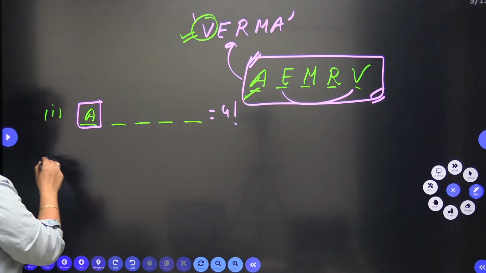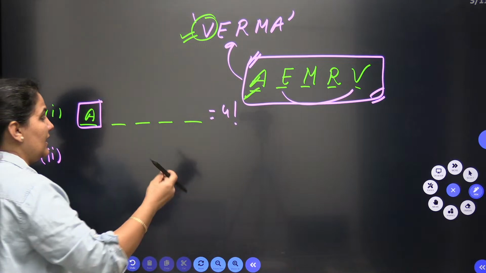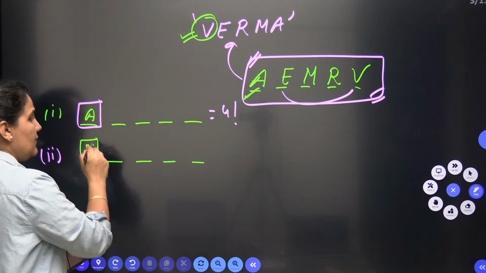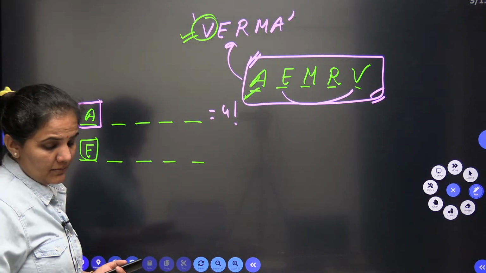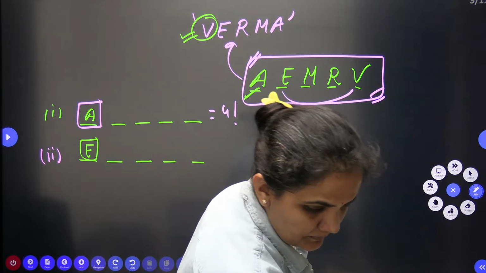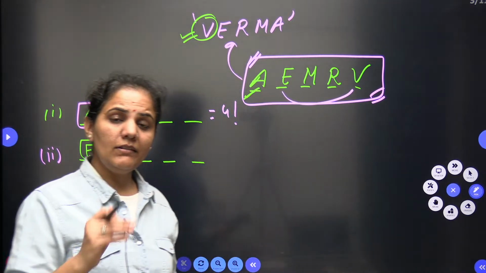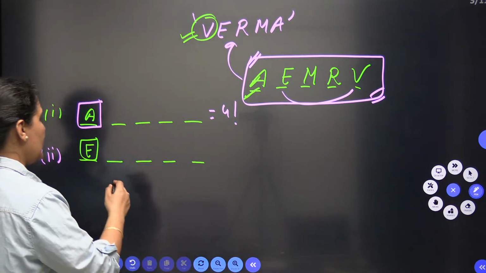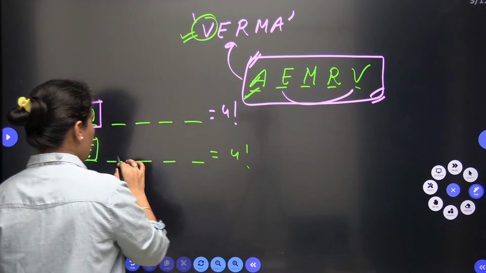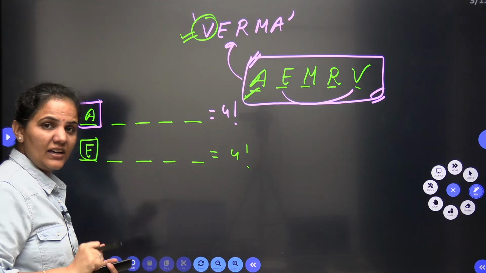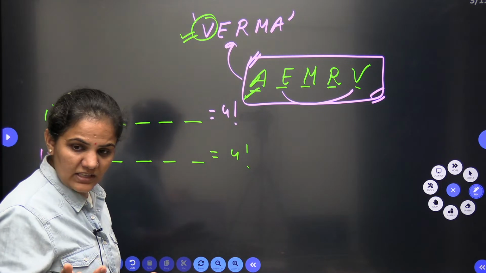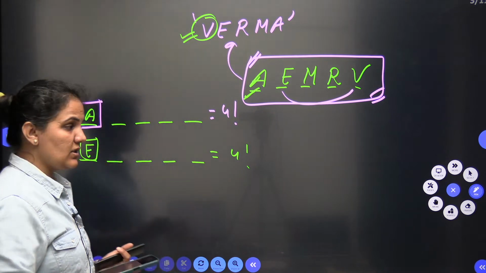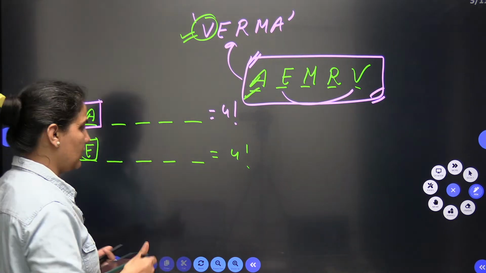When I go with the second one, again I will go alphabetically. After this 1, 2, 3, 4, 5, E will come. Again we can fix the E because we don't want the words which start from E. We want our word Verma, which starts from the V. So here also I will do the same thing. Here we are having the 4 places. When I fix E here, all the remaining 4 places will give 4 factorial.